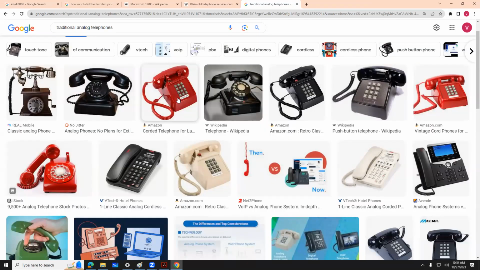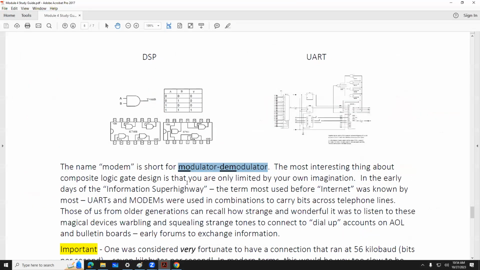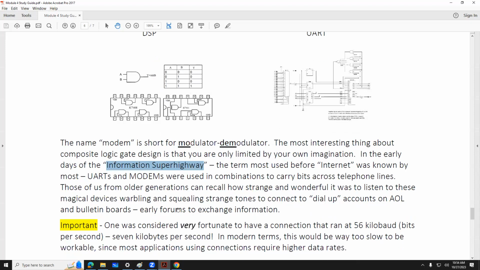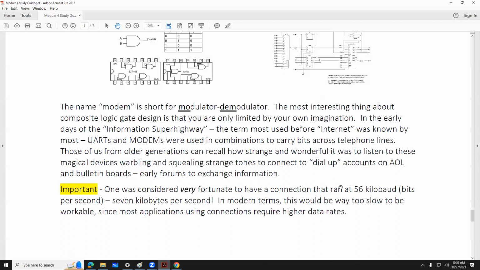Basically the squeal sounded like so much noise, but the squeal carried ones and zeros. That's the whole point of modems. The common name modem was a short version of modulator demodulator, and you used phone lines to get on the information superhighway. This was back in the 80s and 90s. This was the internet before everybody knew about the internet. It made this warbling and squealing sound.